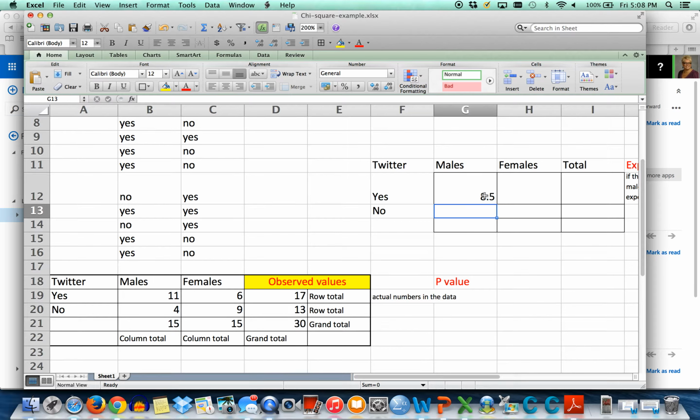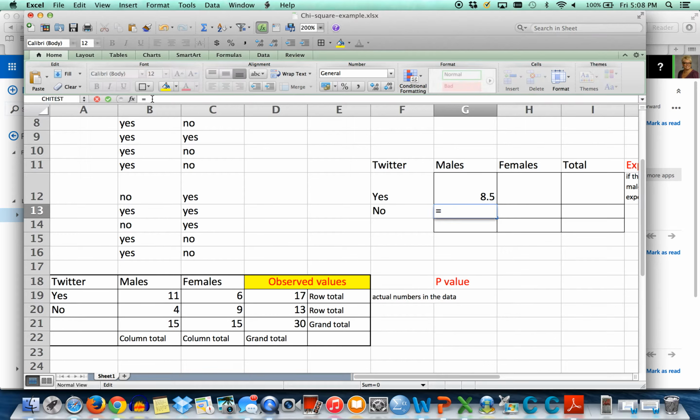Okay, and that gives us an expected value. I'll talk about that in just a little bit more, what that means. Let's calculate it for all 4 of the boxes. So for males, no, what we're going to do is the same thing, only now instead of using 17, we're going to use 13 because we're looking at no.